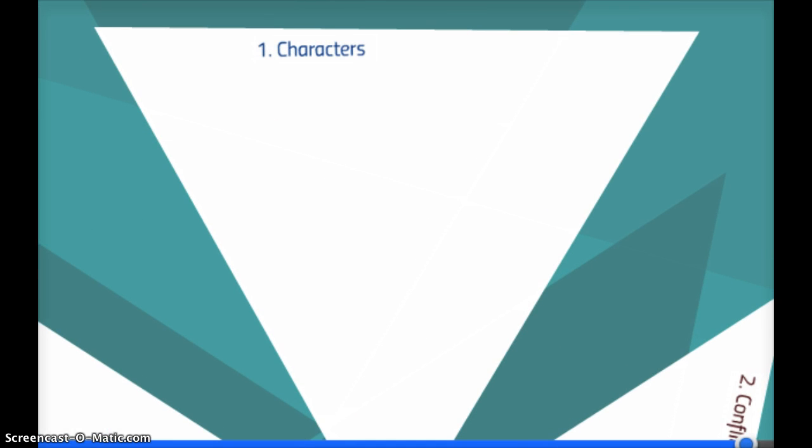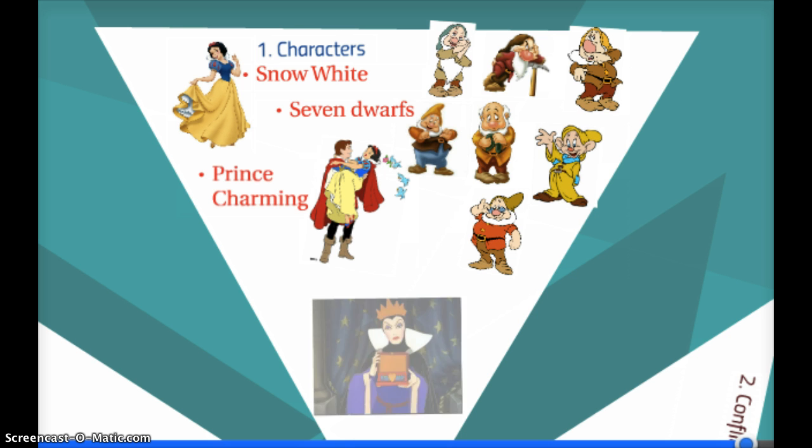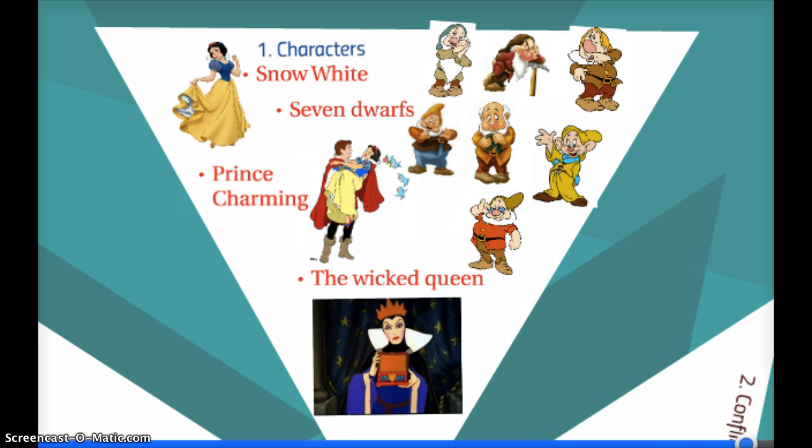All right, let's look at the characters. Well, we first, of course, have Snow White, and we have the seven dwarfs, and we have Prince Charming, and finally we have the Wicked Queen, who is Snow White's stepmother. Now, if you look at all those characters, which one looks evil? Well, the Queen does. So that might give you a hint of where this story might be going.